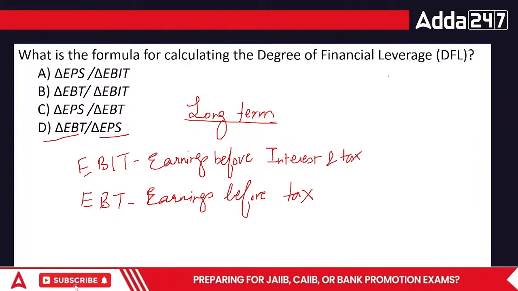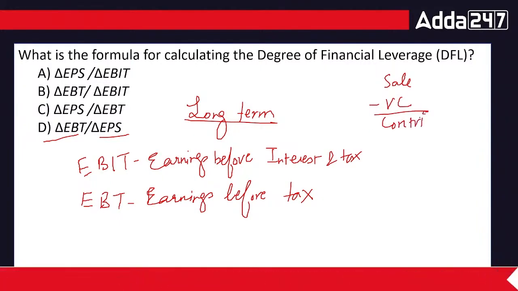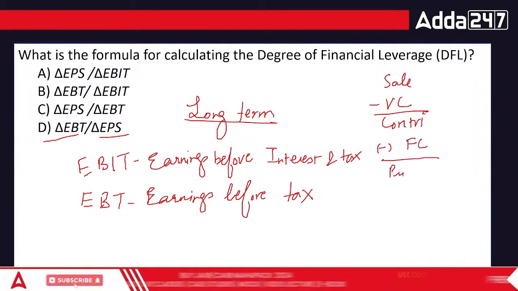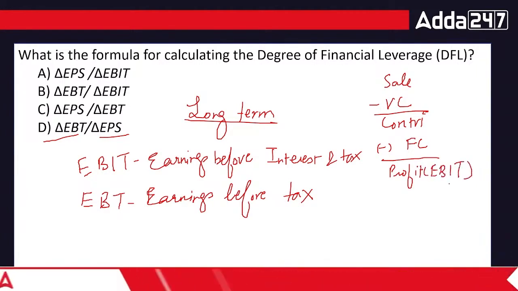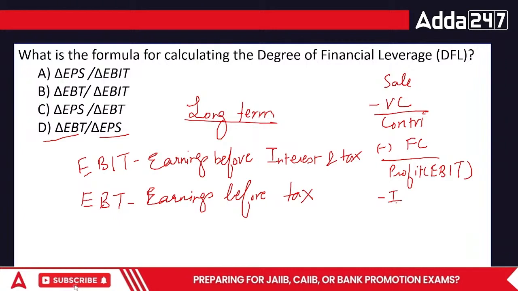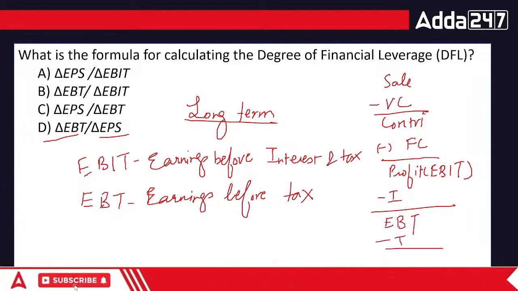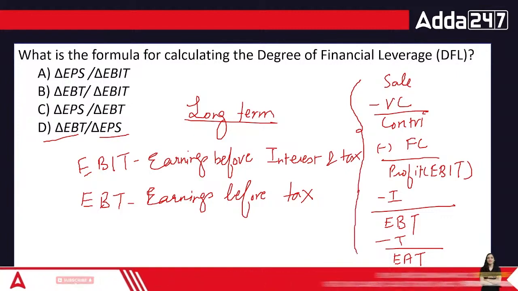Let me tell you what to do. You take your selling price minus your variable cost. You will get your contribution. Then remove your fixed cost. Then what you are left with is profit, which is also called earnings before interest and tax. First of all, you pay interest. Then what you're left with is earnings before tax. Then you pay tax. Then you're left with earnings after tax. This is the entire process that you have to follow in this area.